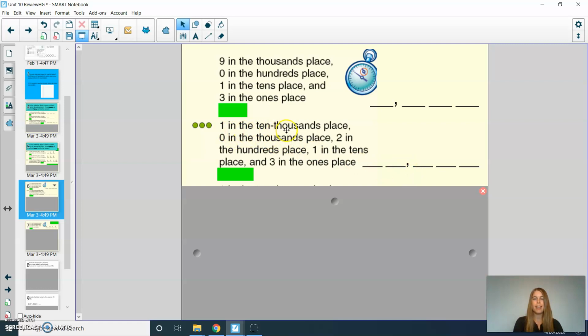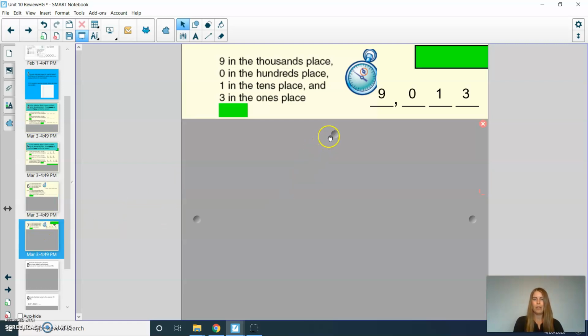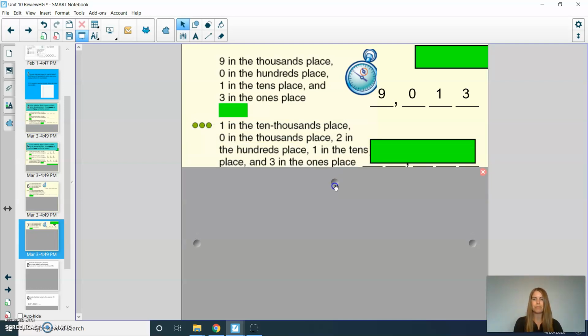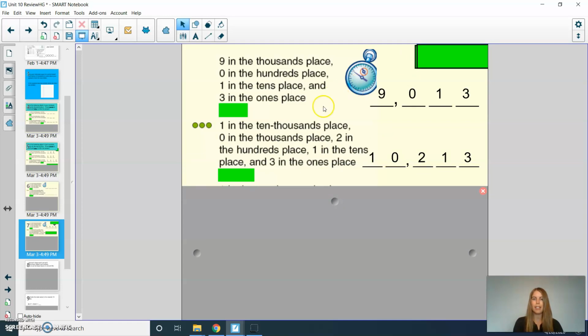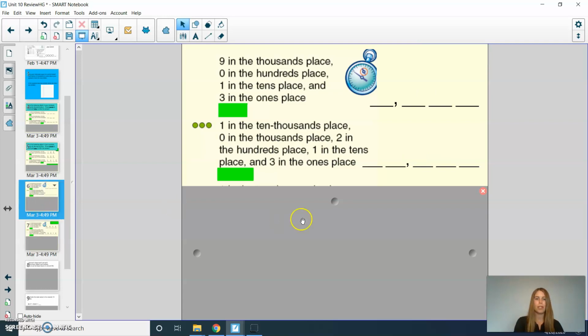So put a 1 in the 10,000s place, a 0 in the thousands place, 2 in the hundreds place, 1 in the tens place, and a 3 in the ones place. If you need more time, press pause. Otherwise, your number should look like this. Notice how I have my 1 in my 10,000s place, my 0 in my thousands place, 2 in the hundreds place, 1 in the tens place, and my 3 in the ones place, giving me the number 10,213. We're going to practice one more like this.